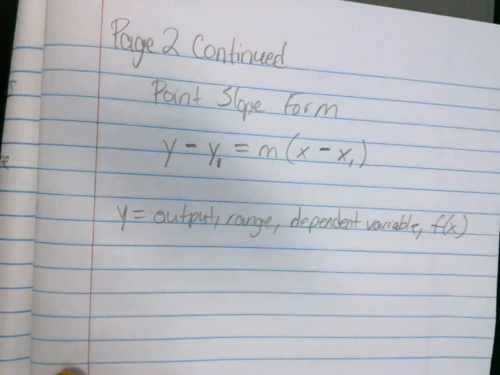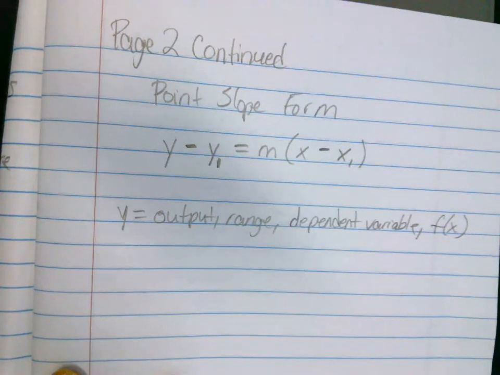So you're going to just see y there because y is going to be what you substitute in if you're trying to find x. So it's going to be y.